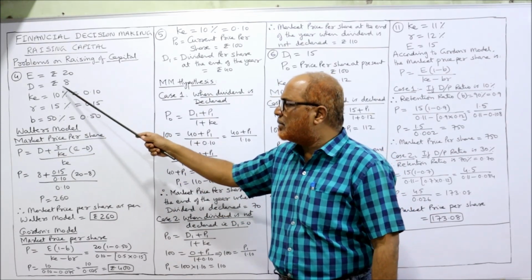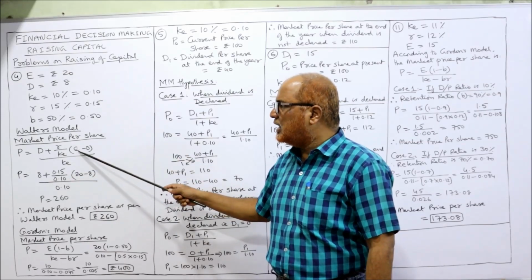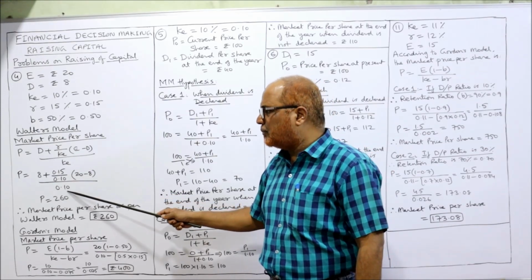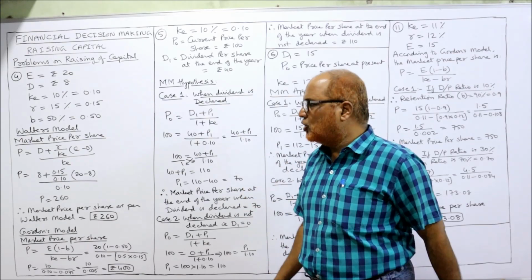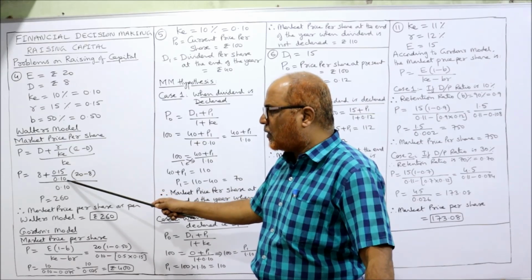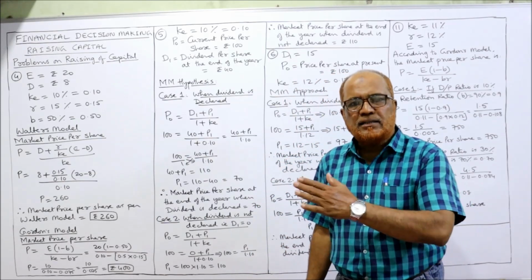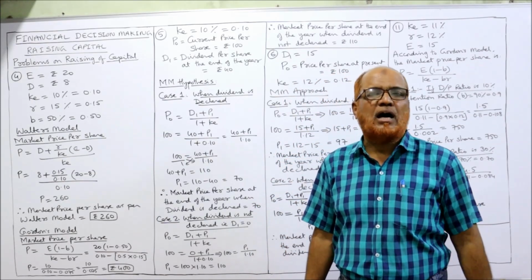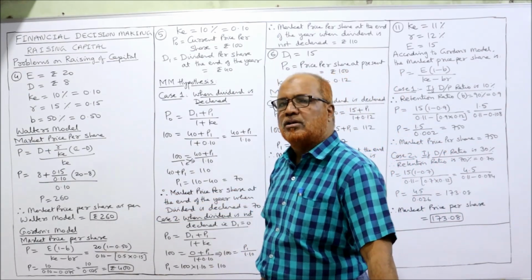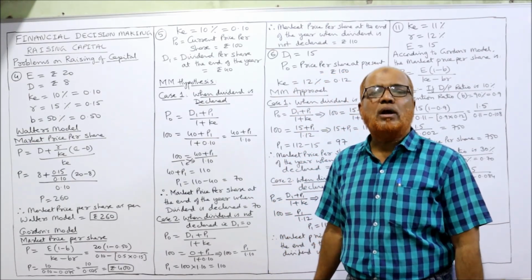In place of D, I am writing 8. In place of R, write down 0.15. KE 0.10. E earnings 20 rupees. Dividend 8. 20 minus 8, divided by KE 0.10. Now make the reverse calculation. 20 minus 8 into 0.15 divided by 0.1 plus 8 divided by 0.1. You will get 260. Like this, in one stroke itself you can get the answer. No need to make a number of steps. So 260 is the market price per share of X Limited when we apply Walter's model.